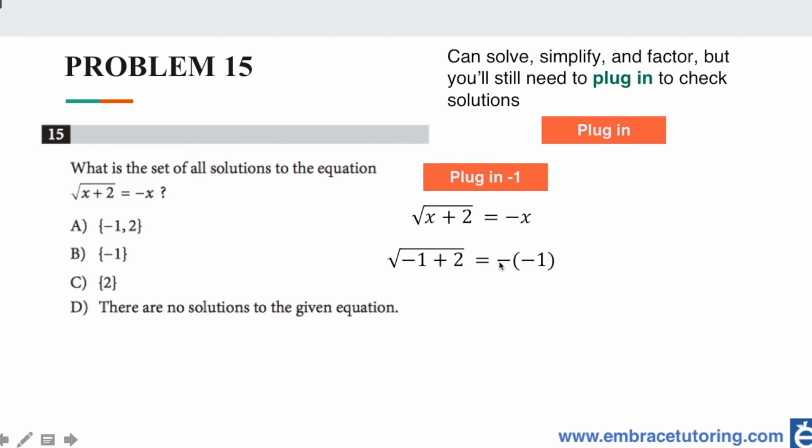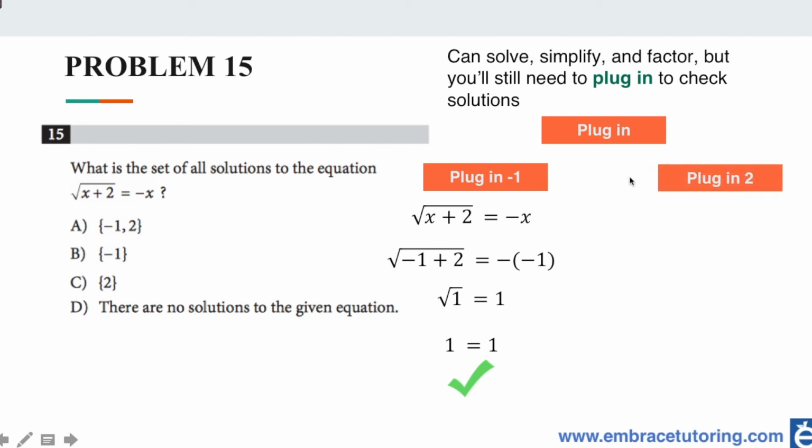So I will get 1 equals 1, or radical 1 equals 1, and yes, this does work. Because this does work, I'm going to assume that negative 1 is going to be in my answer choices. So I'm going to get rid of D, and I'm going to get rid of C. It could still be A or B, because negative 1 has to be a part of my answer choices.